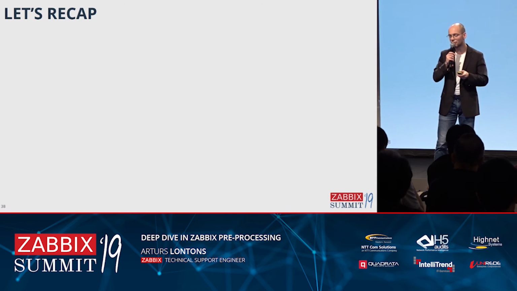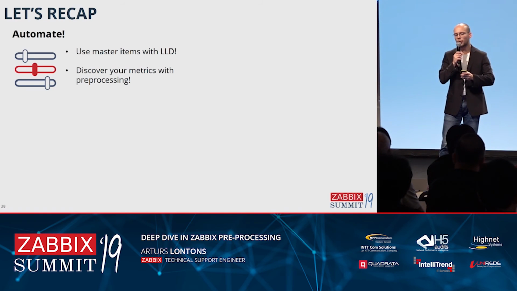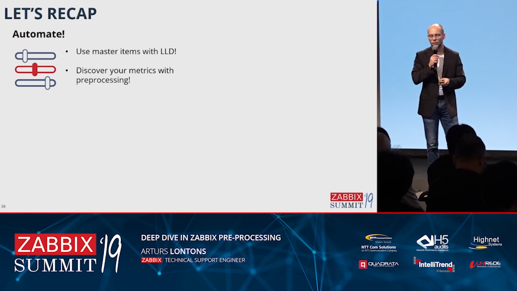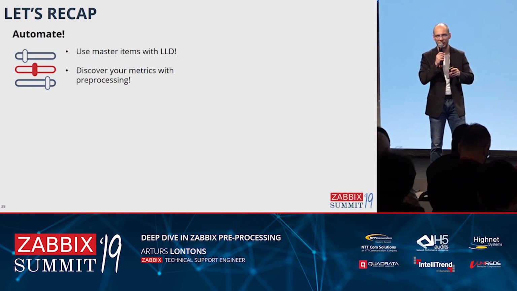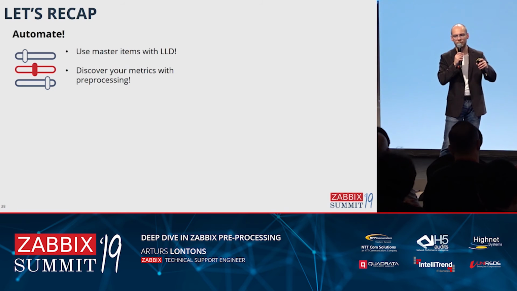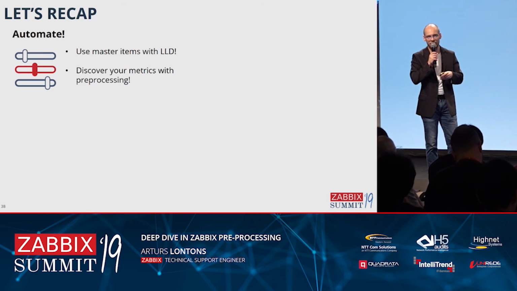So let's recap what we can do with preprocessing. We can automate. Remember, that's the main idea. We can use master items for, say, Prometheus exporters with LLD to gather all of our metrics, and automatically create items from item prototypes based on those.